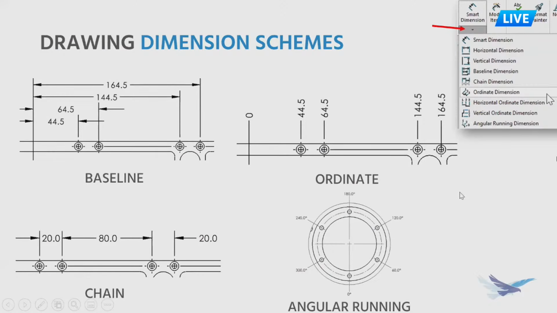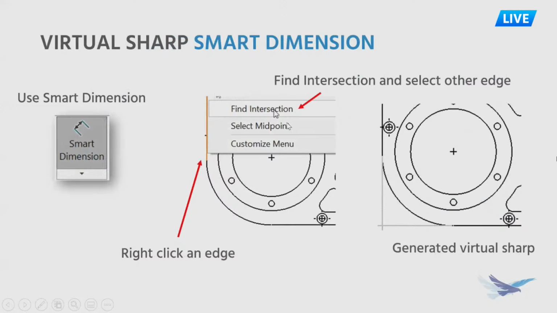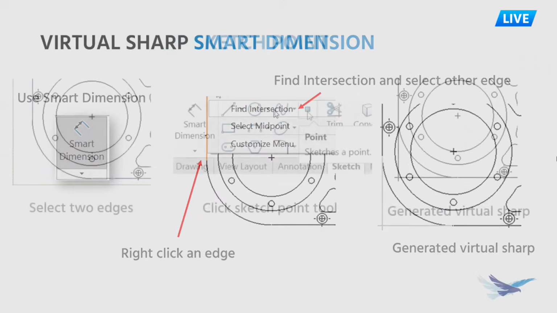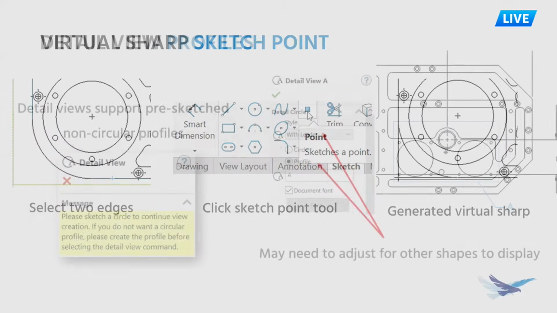So we talked briefly about some different dimensioning schemes. We talked about the location labels, which you may need to add that command. They work with the drawing zone lines behind the scenes, which you'll see how to create when Tim talks about creating sheet formats. We talked about the find intersection sub-option of Smart Dimension to create virtual sharps, or just selecting a couple edges and grabbing a sketch point to create a virtual sharp that way.